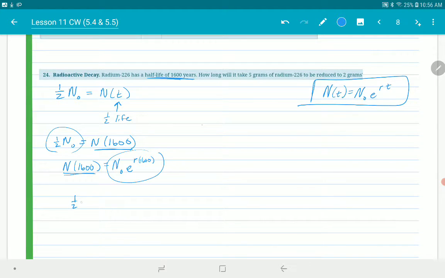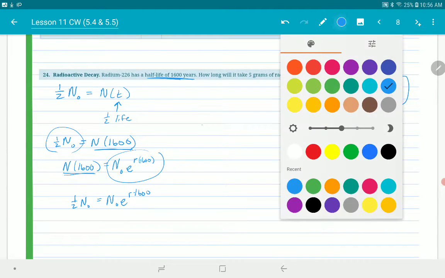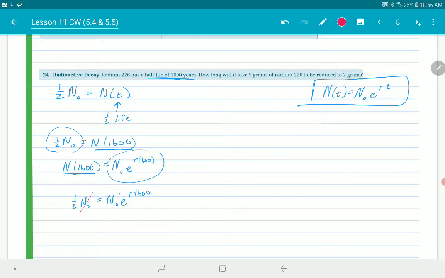So half of the initial value equals the initial value times e to the rt. Then we can divide both sides by the initial value, and our initial values go away. So even without knowing what the initial value is, we can use the half-life to find the rate. So then we get half equals e to the rt. I'm going to write it as 1,600 r, so I have my variable second.